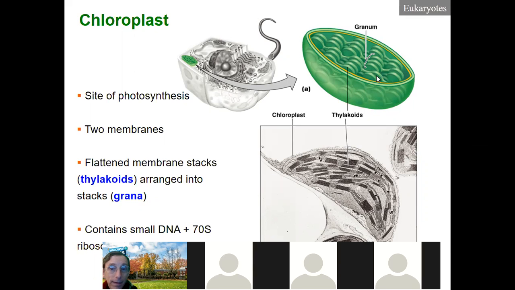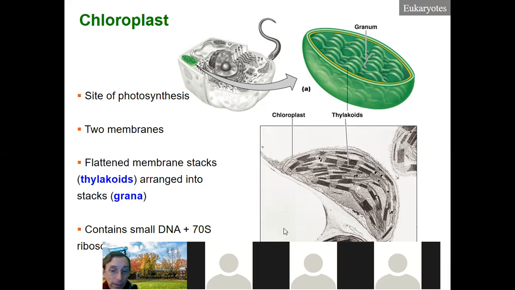The inner membrane is highly folded in on itself, and that we call the thylakoids, and a stack of three of the folded thylakoids we call a granum. Okay. Any question about that?